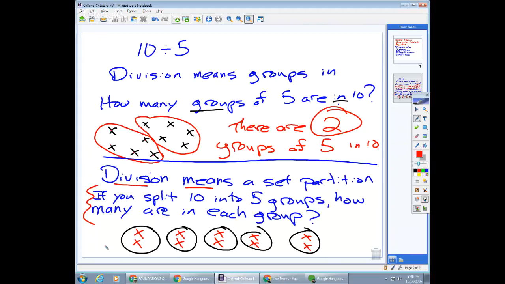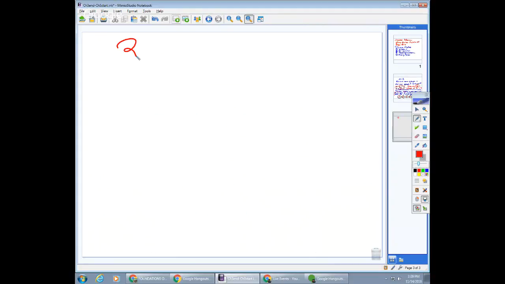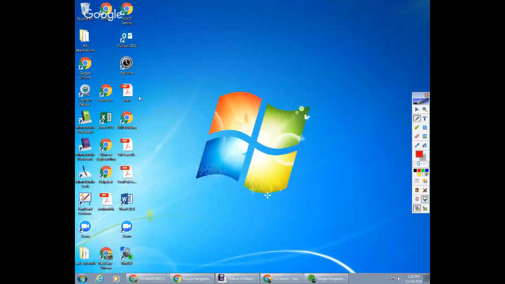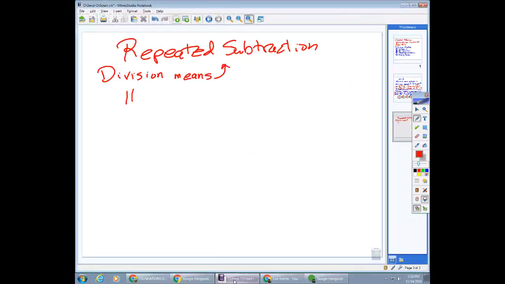And we have 2 other models too, right? So let's might as well hit those while we're at it. Repeated subtraction. Okay, so now I'm saying division means repeated subtraction. So I have to then take my situation. So the question here would be, ooh, did it crash or did I just hit a weird button? I clearly hit a weird button. There we go.